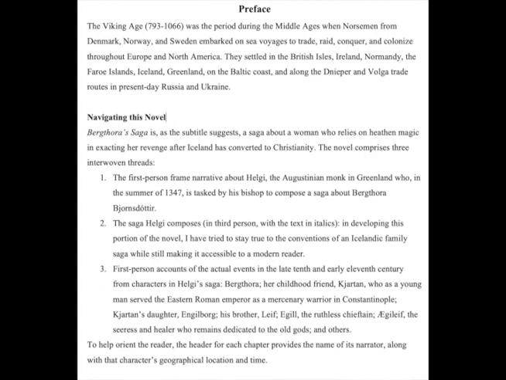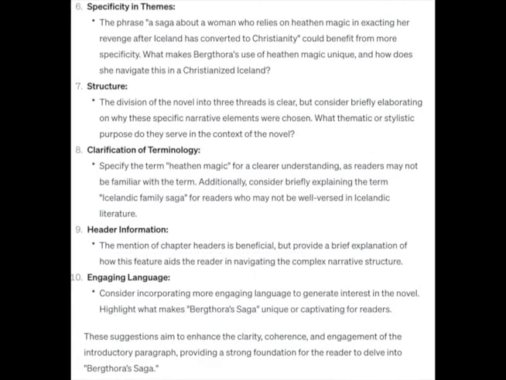So I'm not sure that changing that to past tense really would make sense. Number 6, specificity in themes. The phrase, a saga about a woman who relies on heathen magic in exacting her revenge after Iceland has converted to Christianity, could benefit from more specificity. What makes Bergþór's use of heathen magic unique, and how does she navigate this in a Christian Iceland?